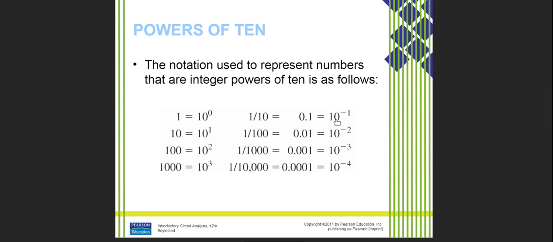Similarly, 0.1 can be shown as 10 power of minus 1. 1 over 100, or 0.01, is shown by 10 power of negative 2, then 10 power of negative 3, and 10 power of negative 4. Any question up to here? In my mind, I assume everybody knows power of 10, but in case anybody forgot or needs more explanation, please raise your hand and let me know. Any question?